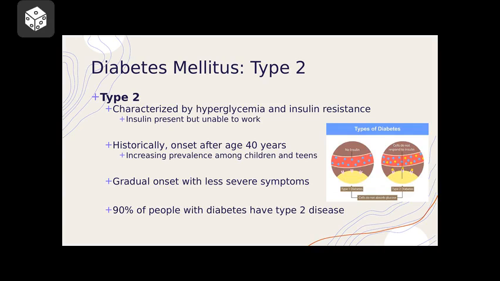It's not like, boom, all my beta cells are dead. You know, I've got some that are kind of working, some that aren't really working. This is the more common type of diabetes. About 90% of people that are diabetics are going to be type 2 diabetics.